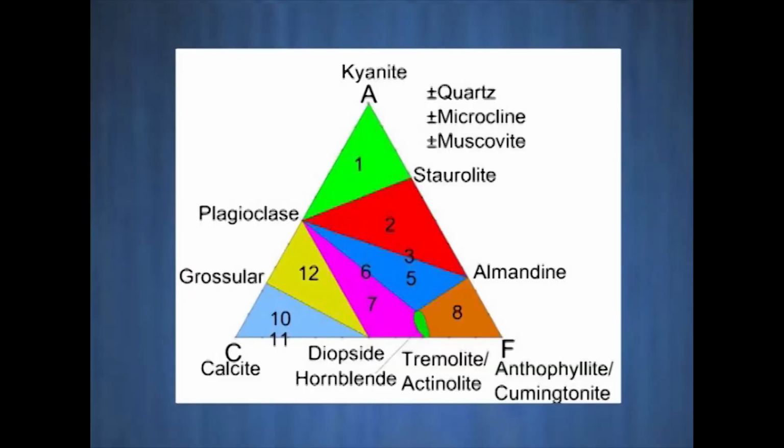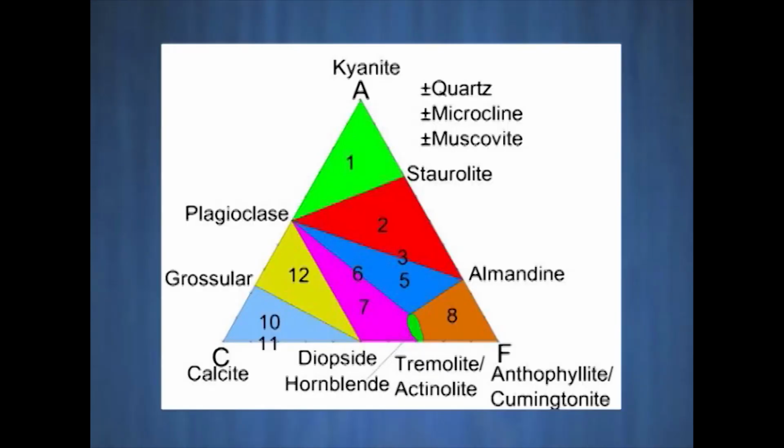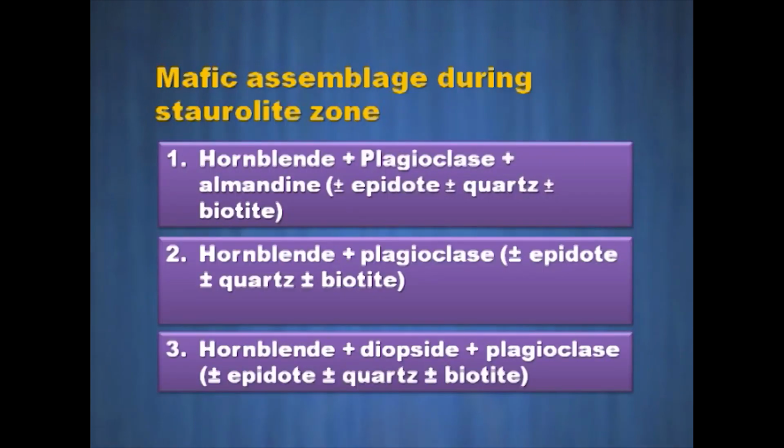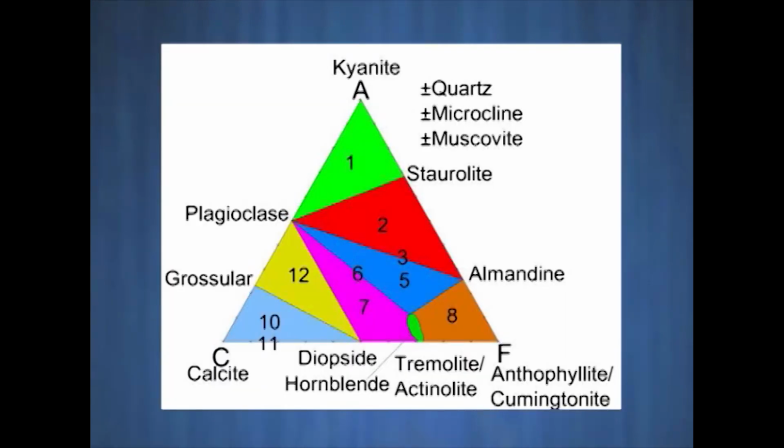In ACF diagrams, we can observe different mafic or basic assemblages during these phases of metamorphism, right from the staurolite zone, kyanite-almandine zone, sillimanite-muscovite zone, and sillimanite-orthoclase zone. Mafic or basic assemblages during the staurolite zone. Assemblage 1: hornblende plus plagioclase plus almandine plus or minus epidote plus or minus quartz plus or minus biotite. Assemblage 2: hornblende plus plagioclase plus or minus epidote plus or minus quartz plus or minus biotite. Assemblage 3: hornblende plus diopside plus plagioclase plus or minus epidote plus or minus quartz plus or minus biotite.